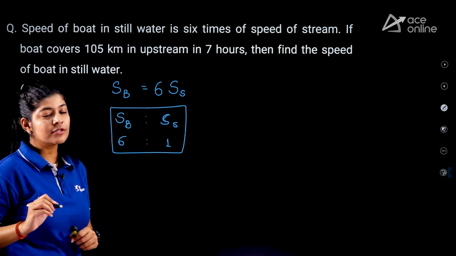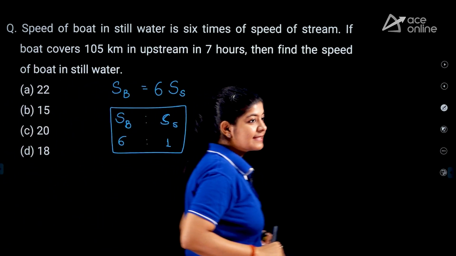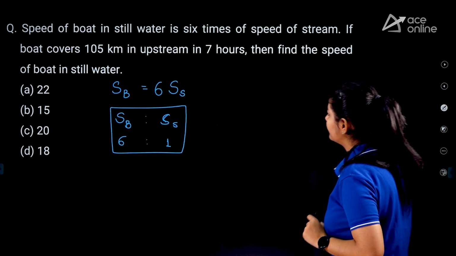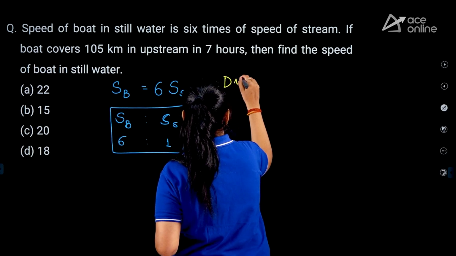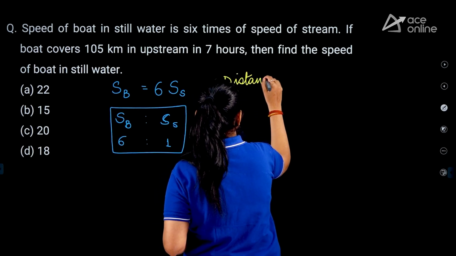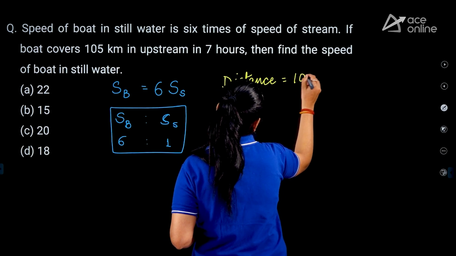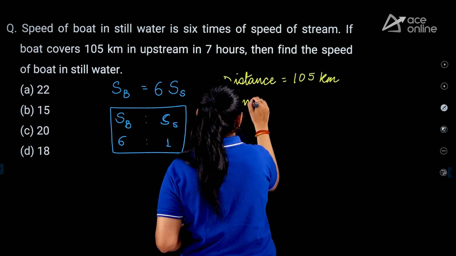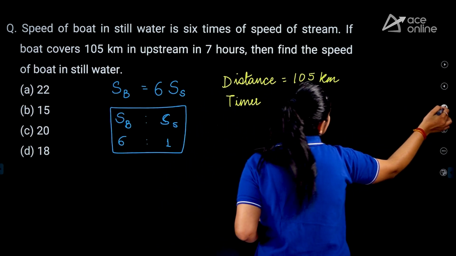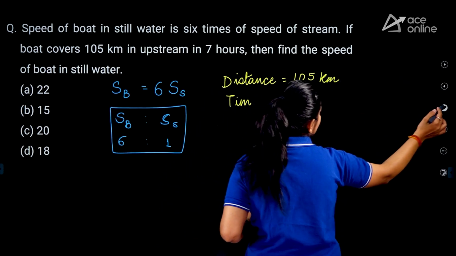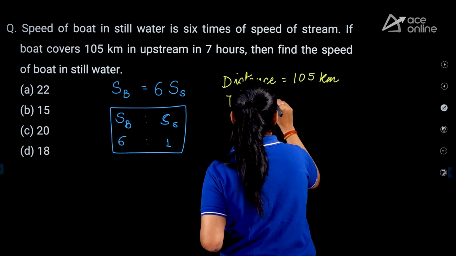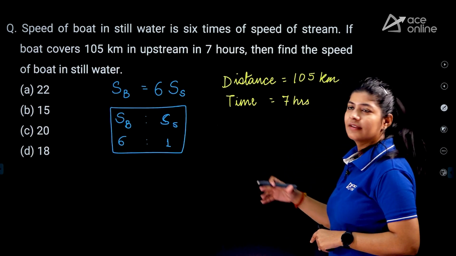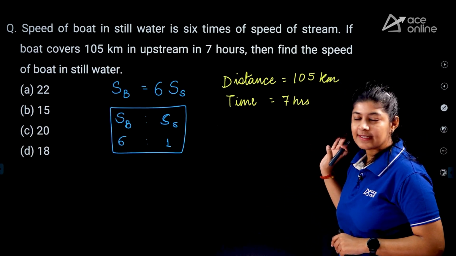Now it is also given that the distance that this boat needs to cover is 105 kilometers. The distance which is given over here is what? 105 kilometers. And the time required to cover this particular distance is 7 hours. Or we can say that in 7 hours, this boat covers this particular distance, right?